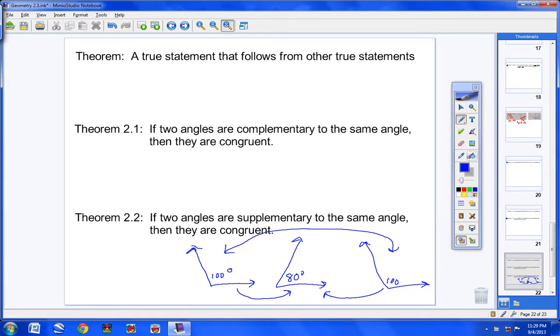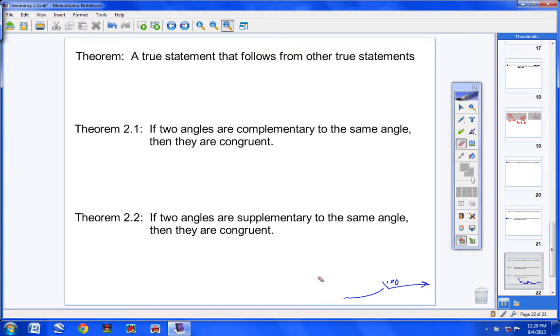A little confusing, kind of a little redundant. I mean, to me, it's kind of like the duh factor. You know, it's really obvious, but that's geometry. They really take nothing for granted, and they try to prove and state everything.